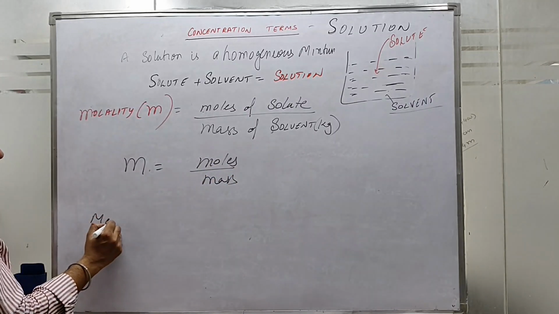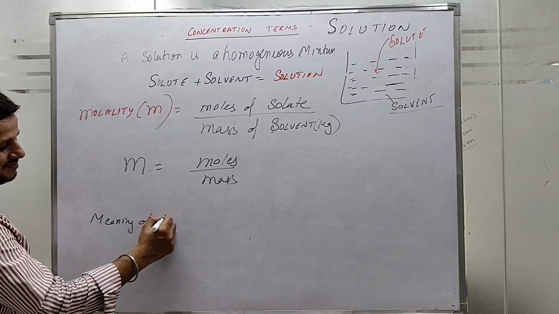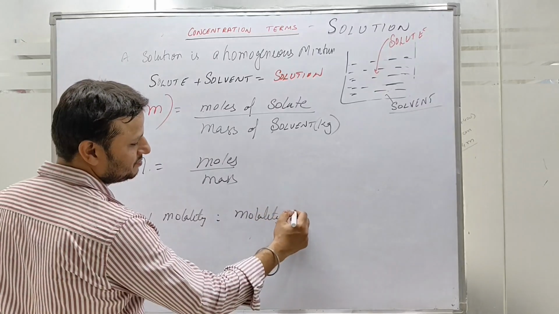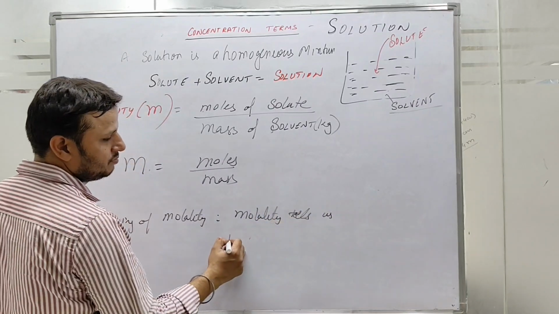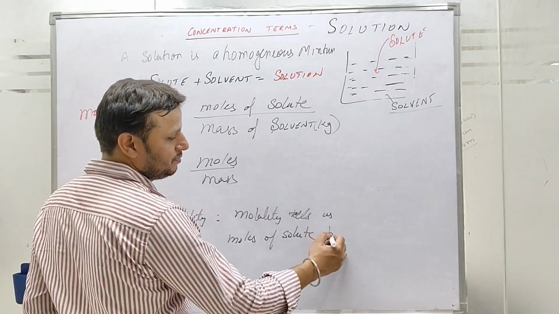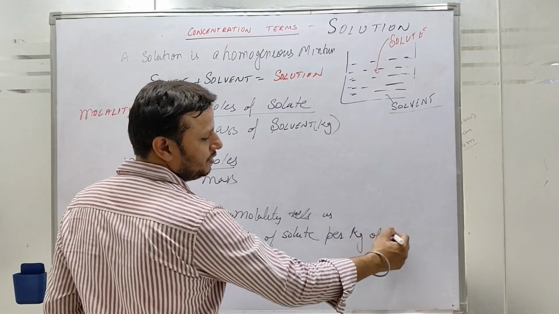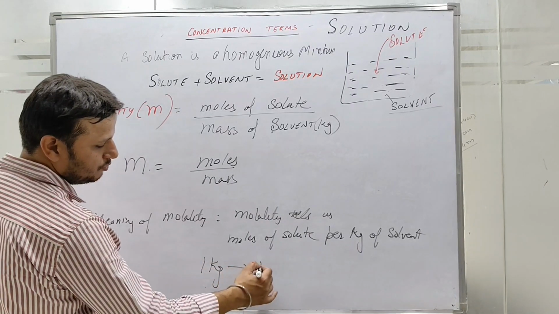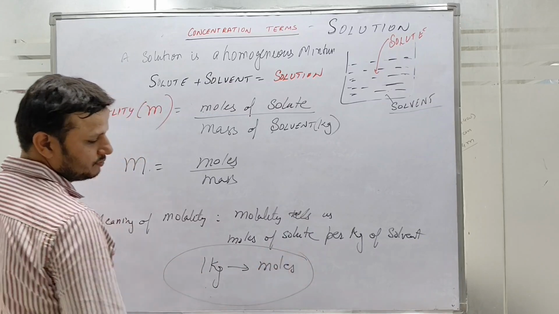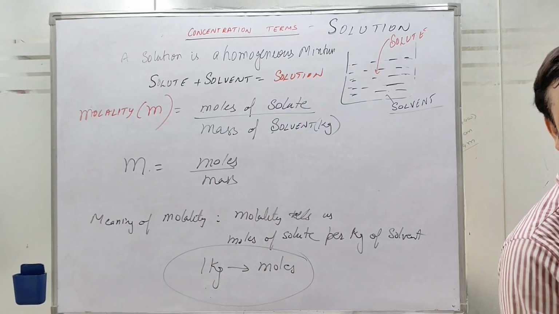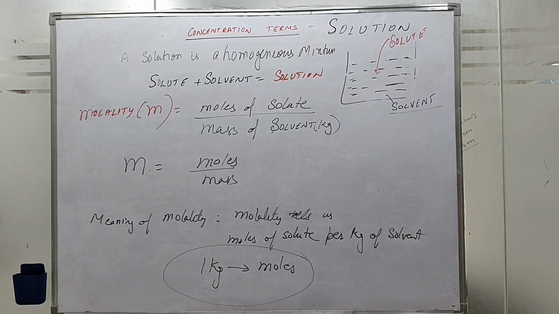The meaning of molality: molality tells us moles of solute per kg of solvent. How many moles come in 1 kg, that is molality. The number of moles per kg of solvent is molality. So make the note, write the formula.